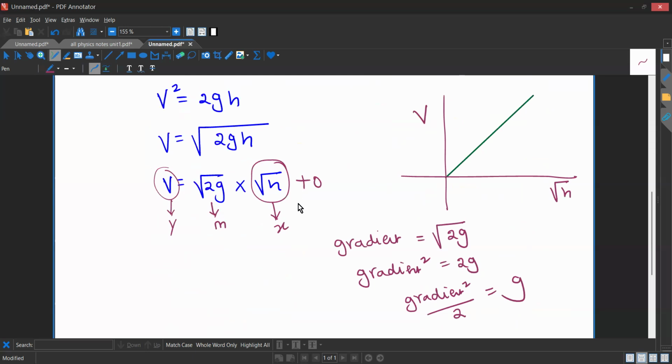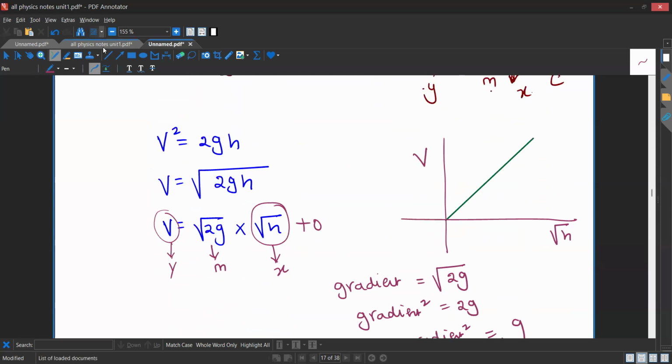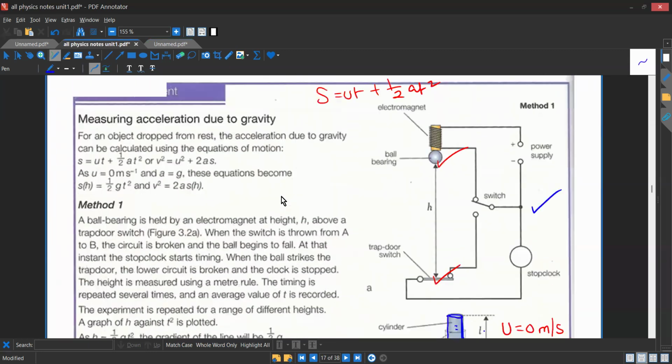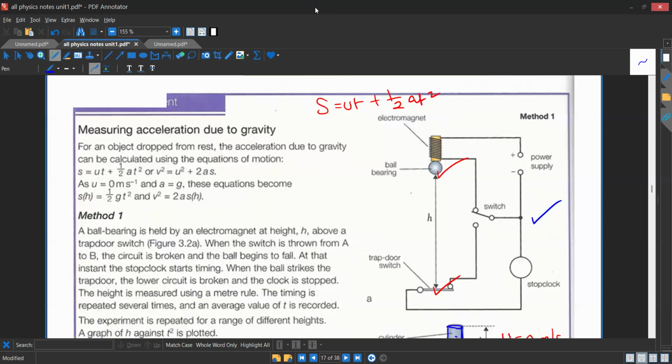This is the end of this lesson. How to find acceleration due to gravity by using cylinder and tube. This is method 2. And this is method 1, which I already did in the previous video.